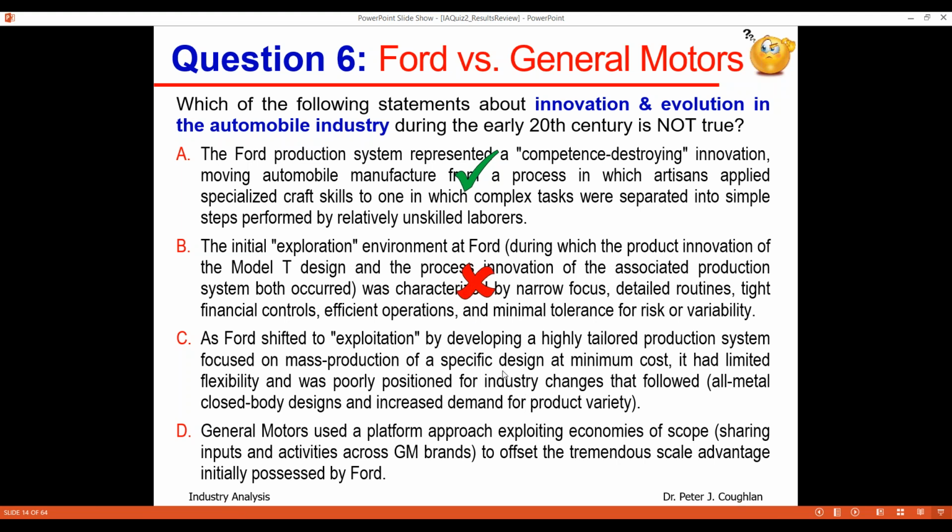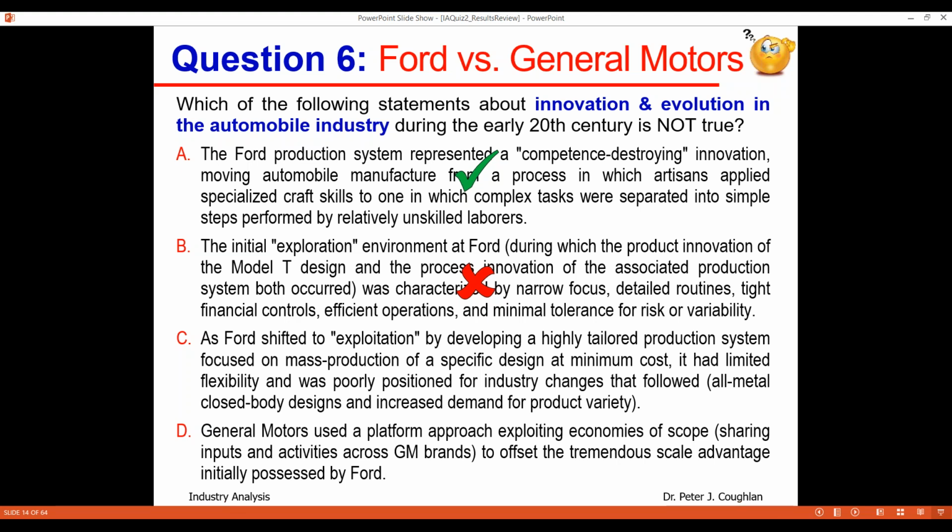Let's double check though with C and D here. As Ford shifted to exploitation by developing a highly tailored production system focused on mass production of a specific design at minimum cost, it had limited flexibility and was poorly positioned for industry changes that followed: the all-metal closed body designs and increased demand for product variety. Yes, that is true, because Ford was very, very focused on developing one car, the Model T, with a very specific design and a very specific process. So when suddenly there was an increased demand for product variety, Ford was designed to do one thing well and only one thing, only one car. It wasn't designed to have more product variety.